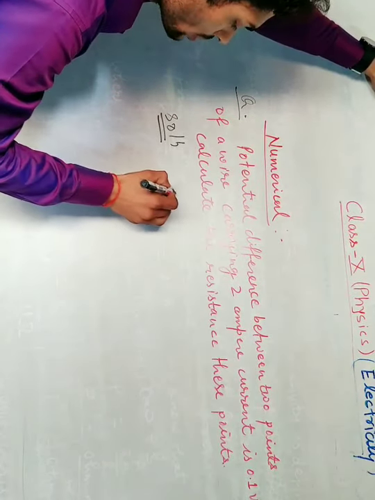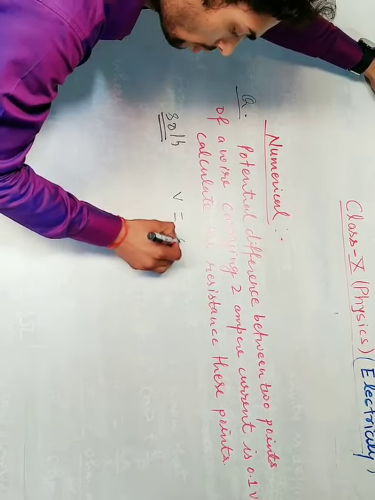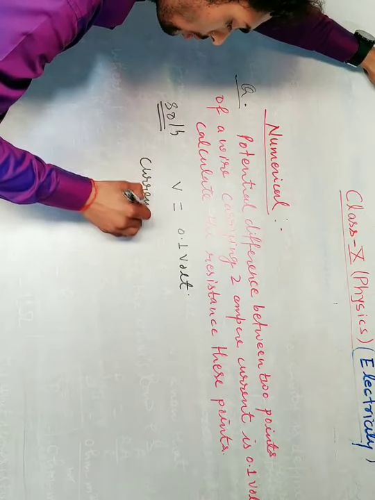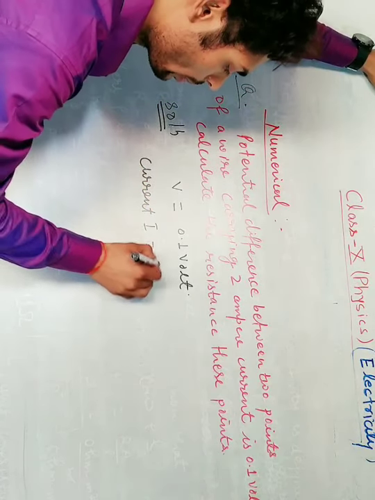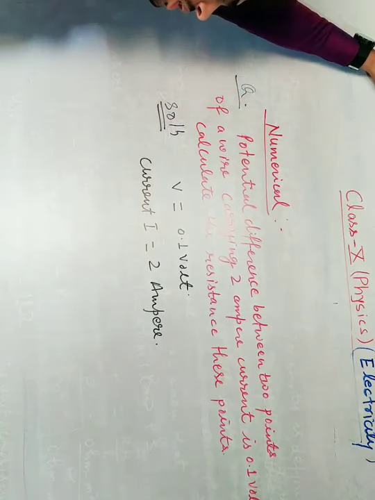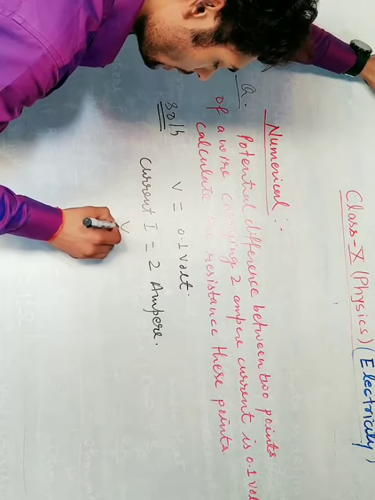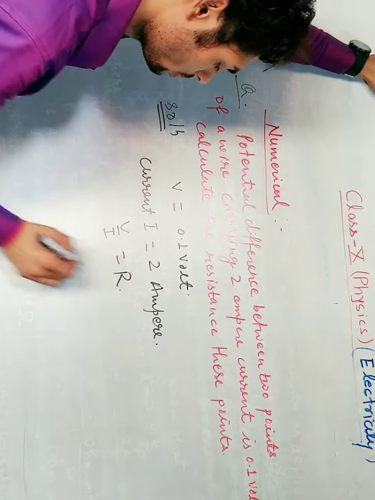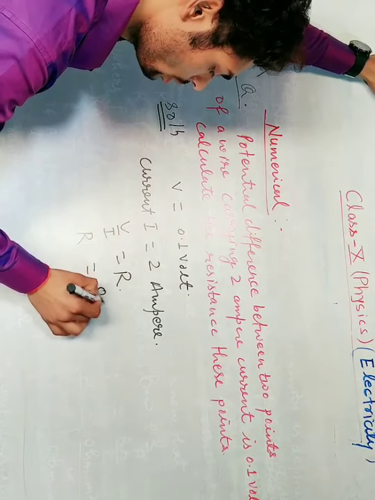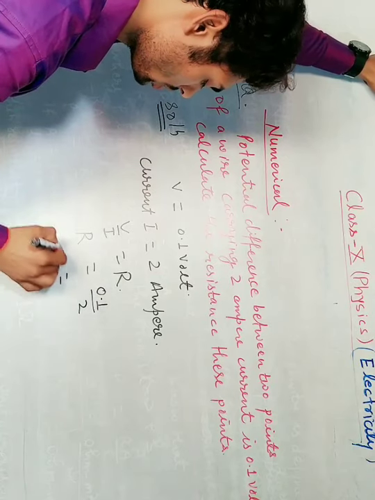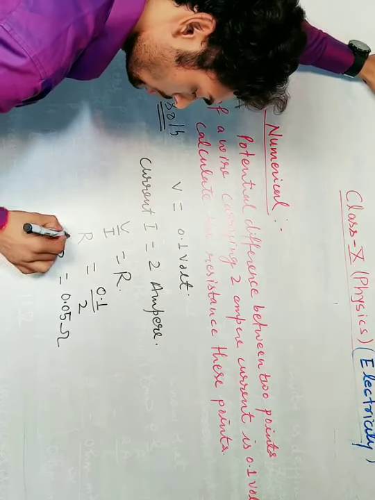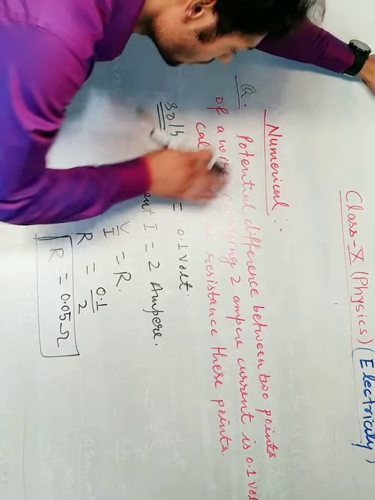Here given that potential difference V equal 0.1 volt and current I equal 2 ampere. Then according to the Ohm's law, what is the formula of Ohm's? V upon I equal R. Then R equal, put value of V and I, 0.1 upon 2. It becomes how much? R equal 0.05 ohm. Very simple numerical.